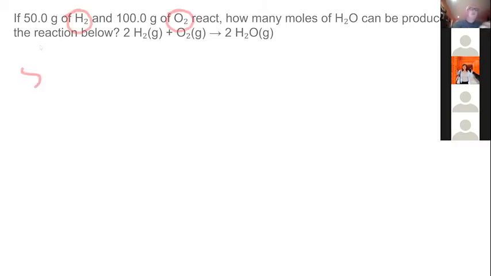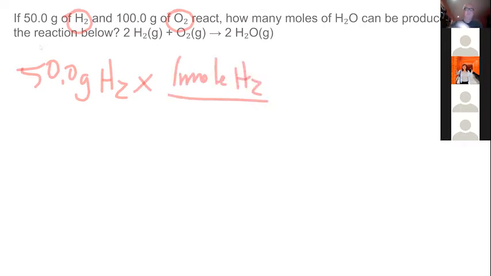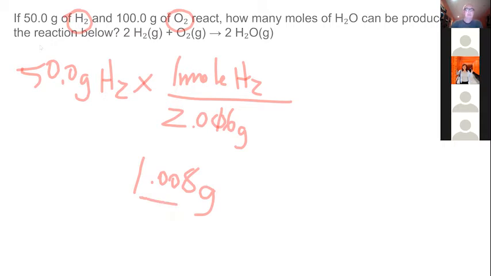So if I have 50 grams of H2, how many moles is that? How do we figure that out? 1 mole of hydrogen over 2.00 grams of hydrogen gas. Yeah, so 1 mole of hydrogen atoms is 1.008 grams. There's 2 atoms in a mole, so multiply this by 2. So that would be 2.016. So how many moles is that?